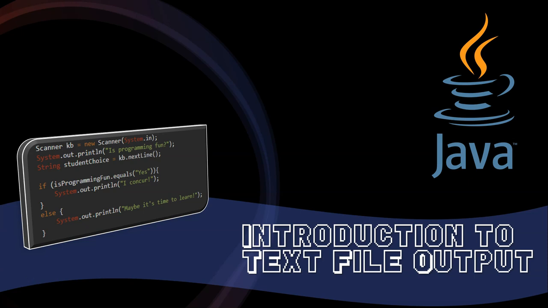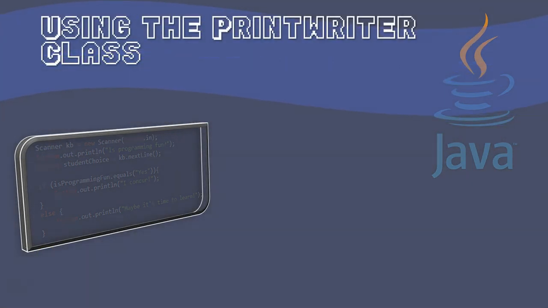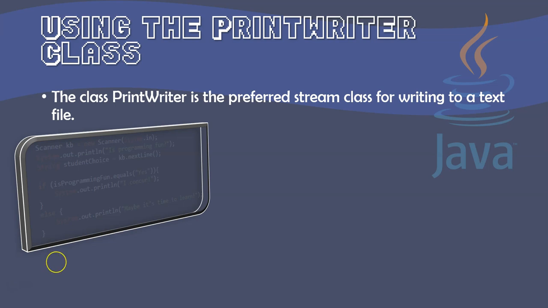And welcome back. As we get ready to look at the other side of dealing with text files: last time we talked about reading in data from text files, but now we're going to look at writing data to a text file. The way we're going to do this is with the PrintWriter class. The PrintWriter class is the preferred stream class for writing to a text file.